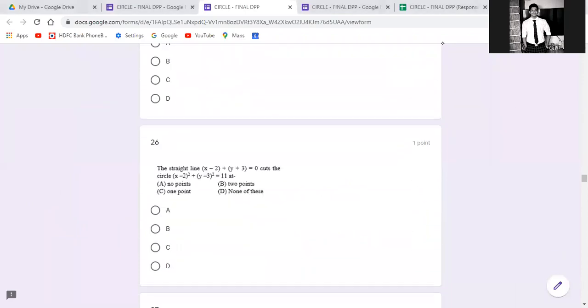Now next one, 26 and 27. A straight line cuts the circle at how many points? So what to do here? Imagine this as x square plus y square equal to 11, and imagine this as x plus y equal to 0. Can you tell me how the circle will be? Sketch the diagram for this.